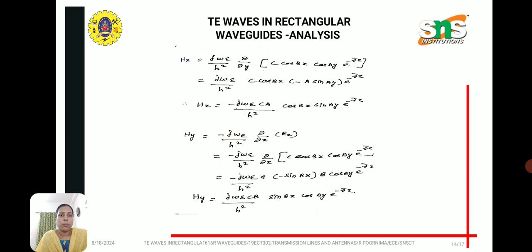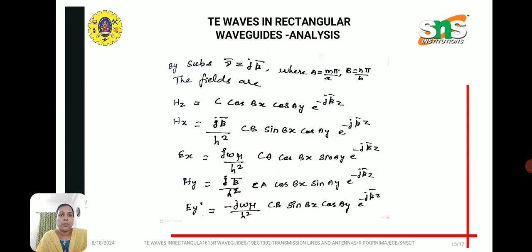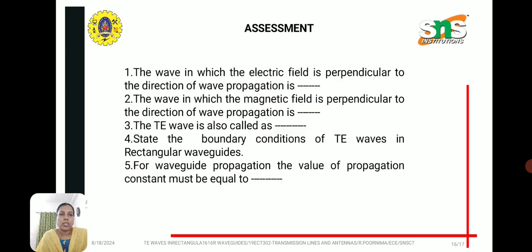Hx and Hy components are calculated by substituting the Hz values, and after substituting γ equal to jβ, where α equal to mπ/a and β equal to nπ/b, the fields are calculated as Hz, Hx, Ex, Hy and Ey. So these are the TE wave components in the rectangular waveguides.